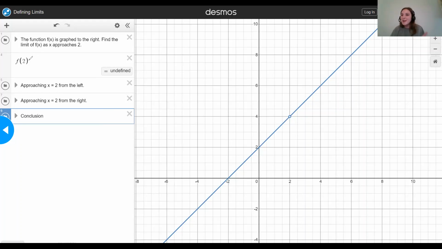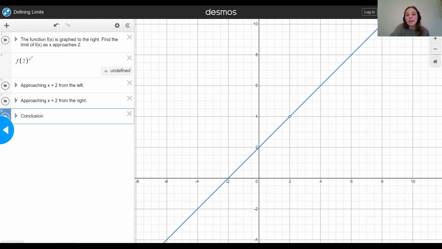But that's okay, because limits are not about what is happening at the x value. It's about, as our x values are getting closer and closer to 2, what y values is my function getting closer and closer to? So there are two different ways I can get closer and closer to 2.